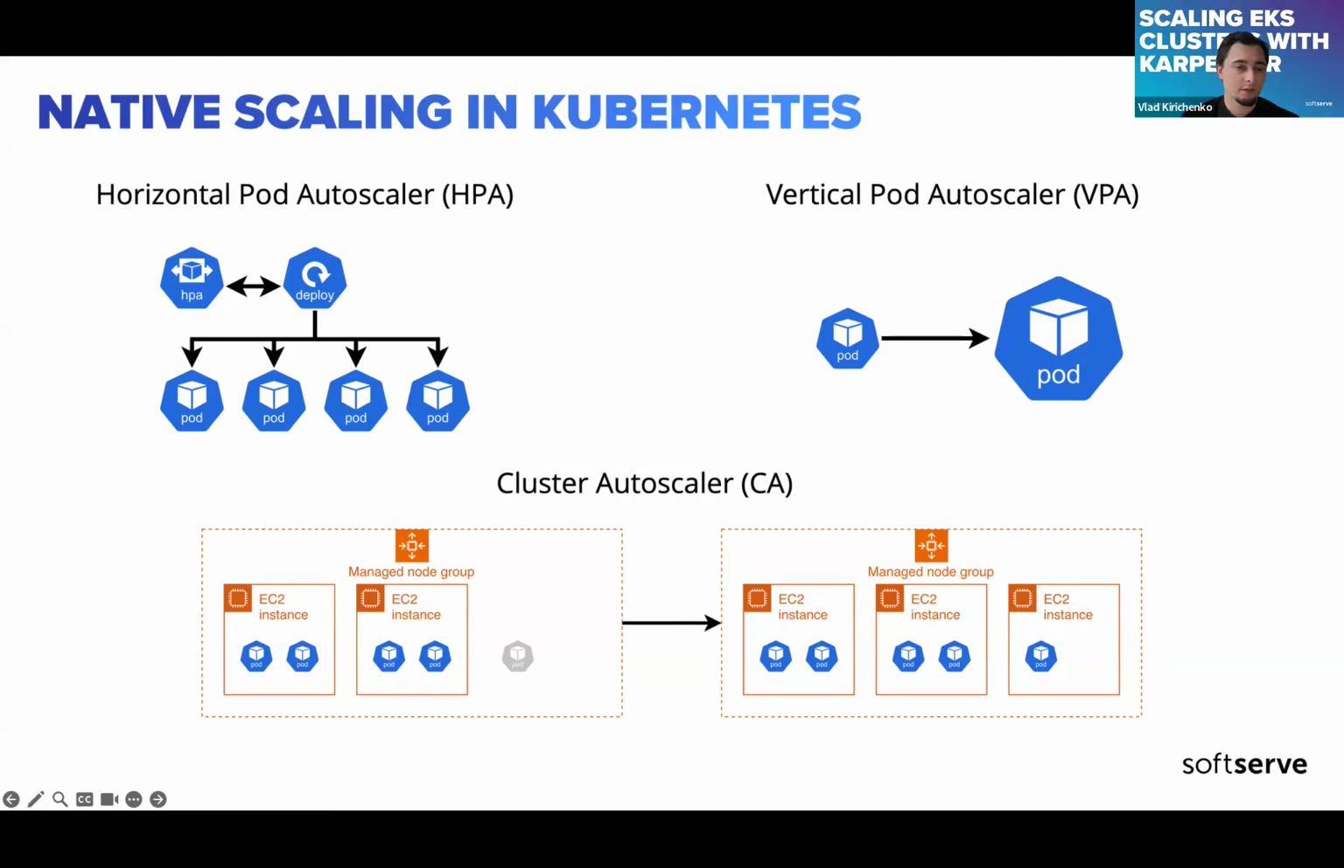And for the capacity of the cluster, we have the cluster autoscaler, which is supported almost everywhere. How it works is it watches for pods that cannot be scheduled because we have insufficient node capacity. Then it detects the pending pods and provisions new nodes.